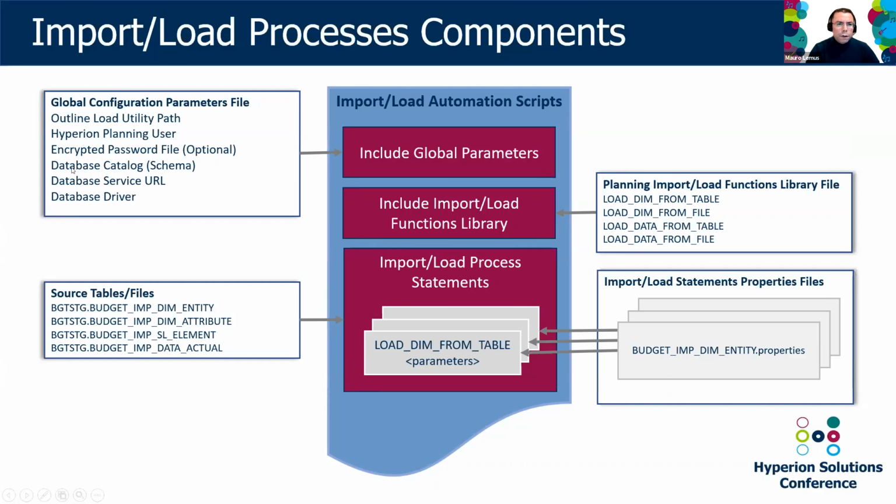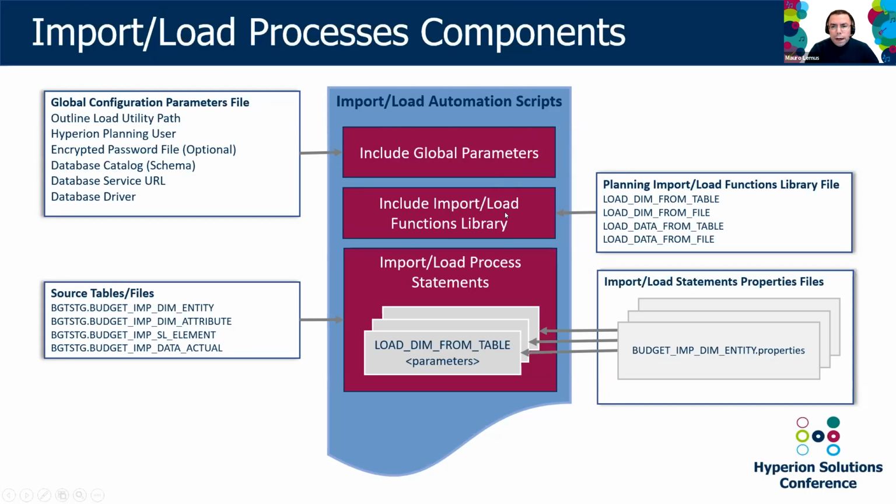Something like the catalog, the database catalog, or essentially the database name that you will use as a source or target. Then the URL pointing to that service, the database service, and the driver that you can use. So those parameters are global. So we suggest to have a kind of global section for your process.